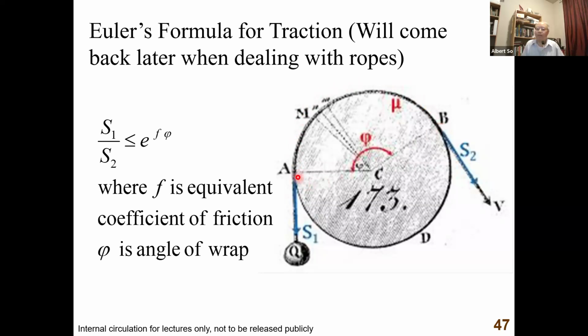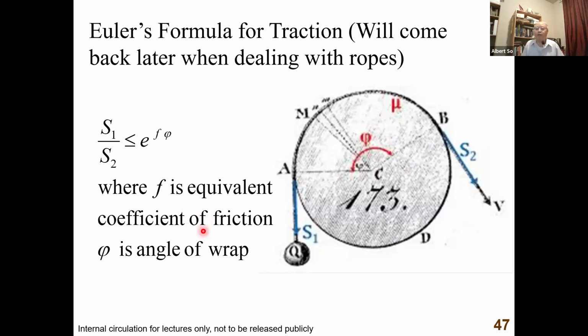Now remember, point A and point B on the sheave or on the ropes keep on changing because the sheave is rotating clockwise, but the angle is constant. Okay, always the same. F is the equivalent coefficient of friction, and I'll teach you how to calculate the equivalent coefficient of friction. Now, F is different from the coefficient of friction that you learn in your physics.